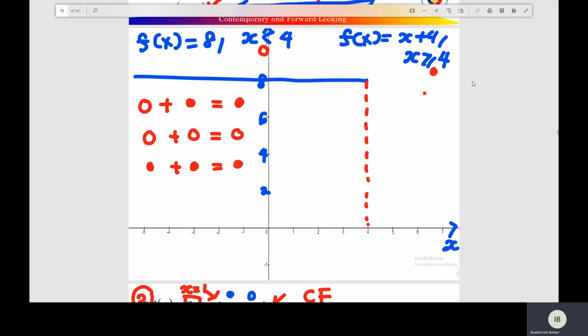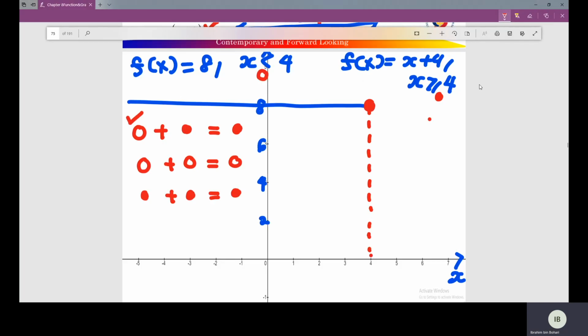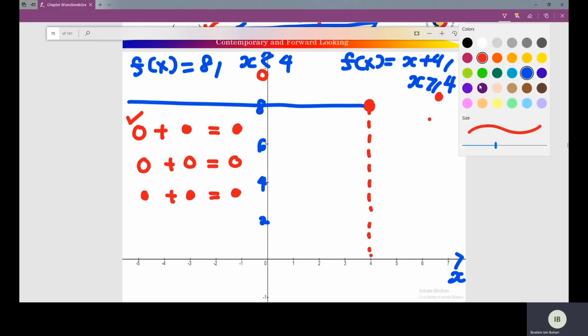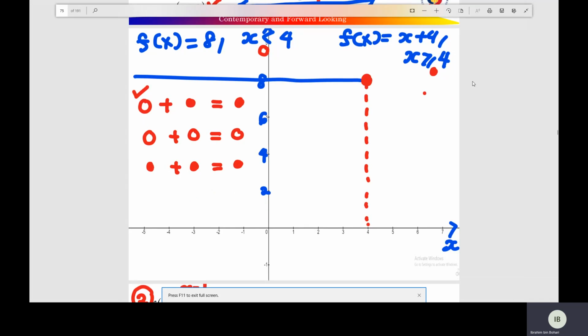Okay, so we combine the empty circle with the filled circle, and here you put the filled circle. Okay, and here you draw the straight line. f(x) plus 4, straight line to the positive infinity. Okay, settle, piecewise function.